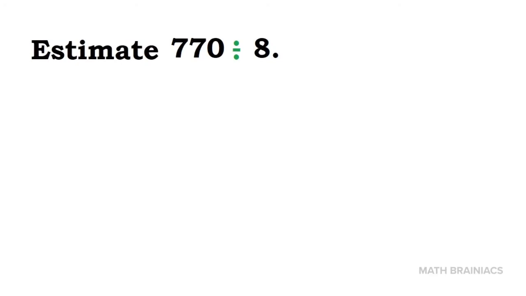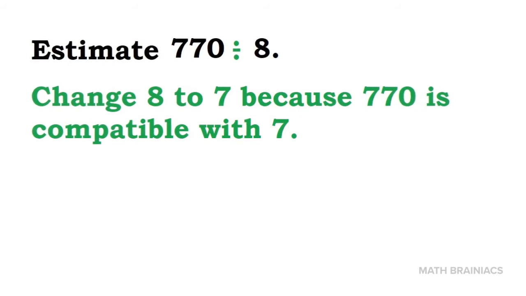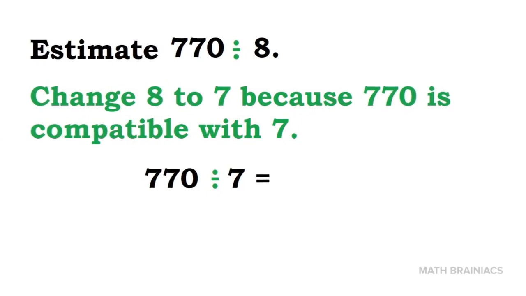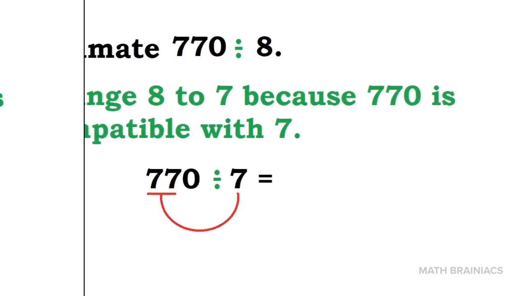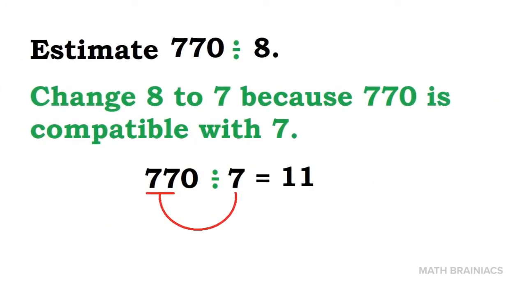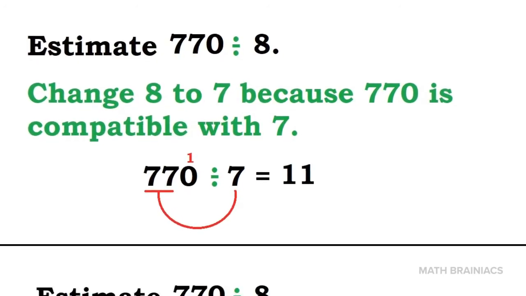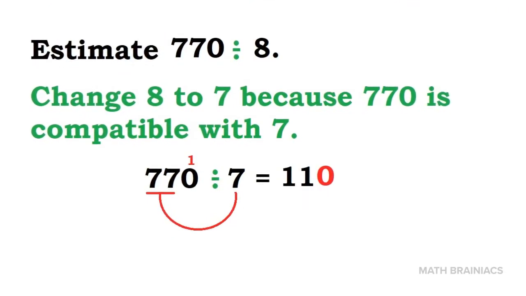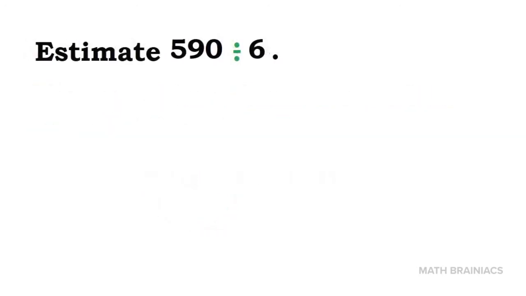What about this example? Estimate 770 divided by 8. We can change the 8 into 7 because 770 is compatible with 7. Accordingly, 770 divided by 7. How many 7s are there in 77? There are 11 7s in 77. You can spot that we have 1 zero in the dividend. Subsequently, we are going to have 1 zero in the quotient. Therefore, 770 divided by 7 is 110. It is easy, right?